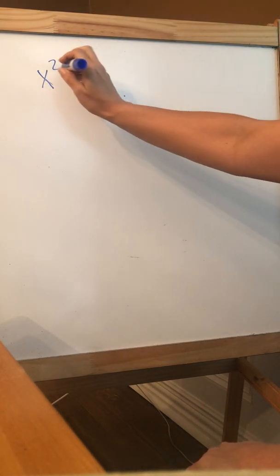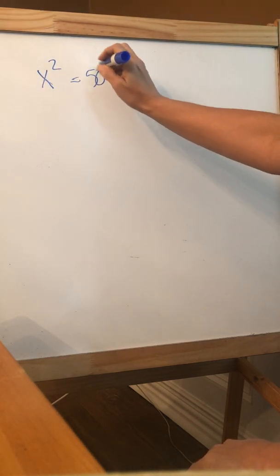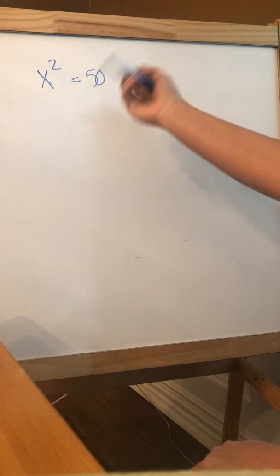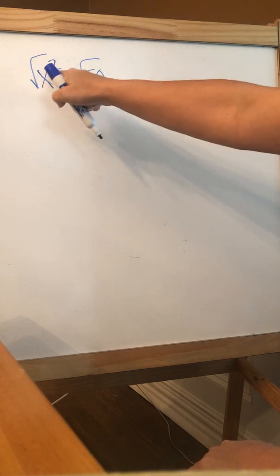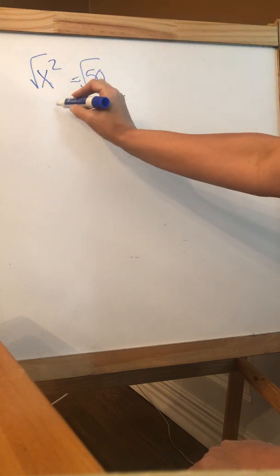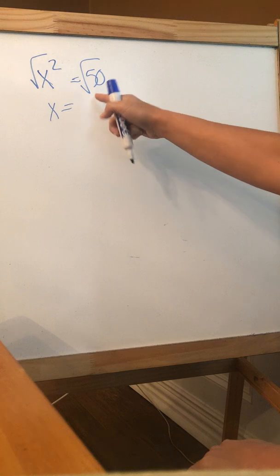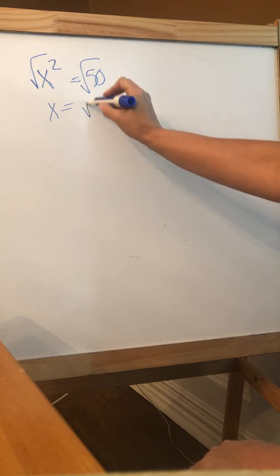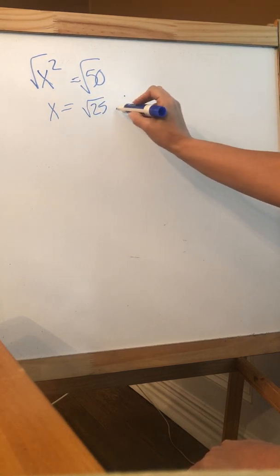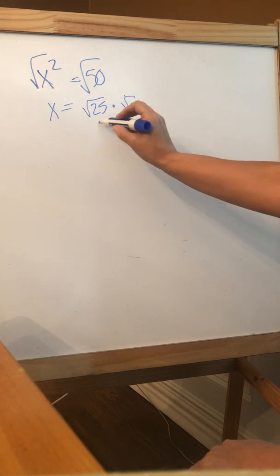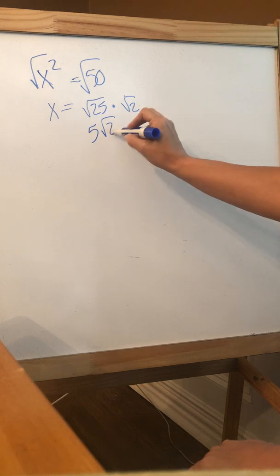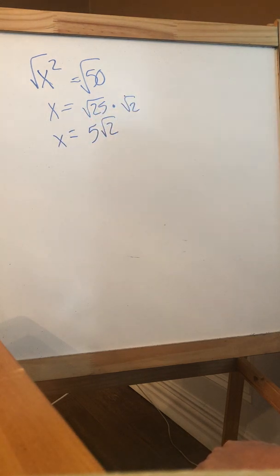So if you have x squared equals 50, then how would you solve this? You would just take the square root of both sides. So you're taking the square root of a square, so that cancels out. So you have x equals square root of 50, which you can simplify by saying square root 25 times square root 2, and this becomes 5 times the square root of 2. Okay, go ahead and press pause and try practice 1.